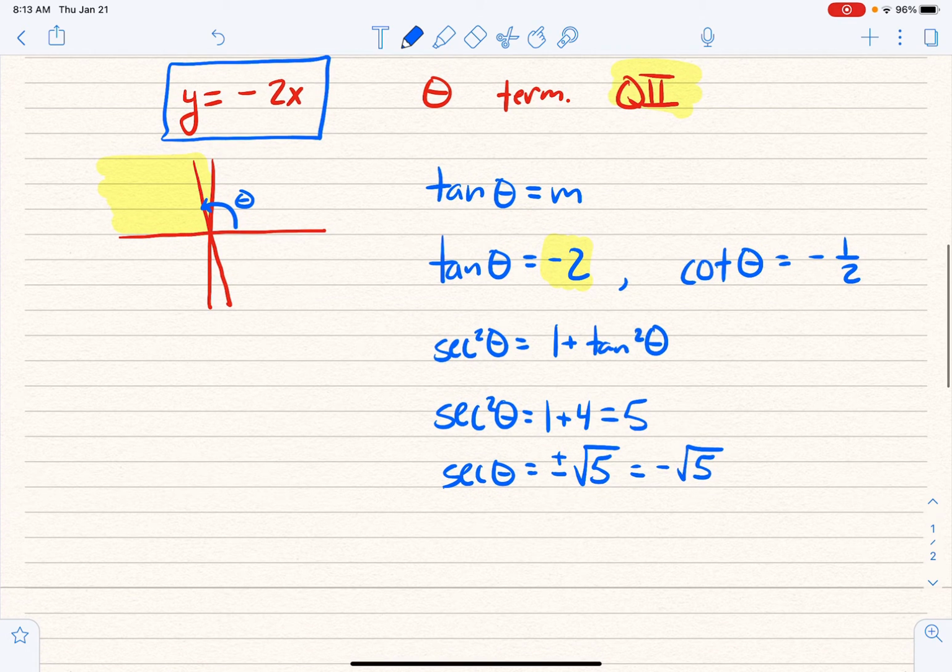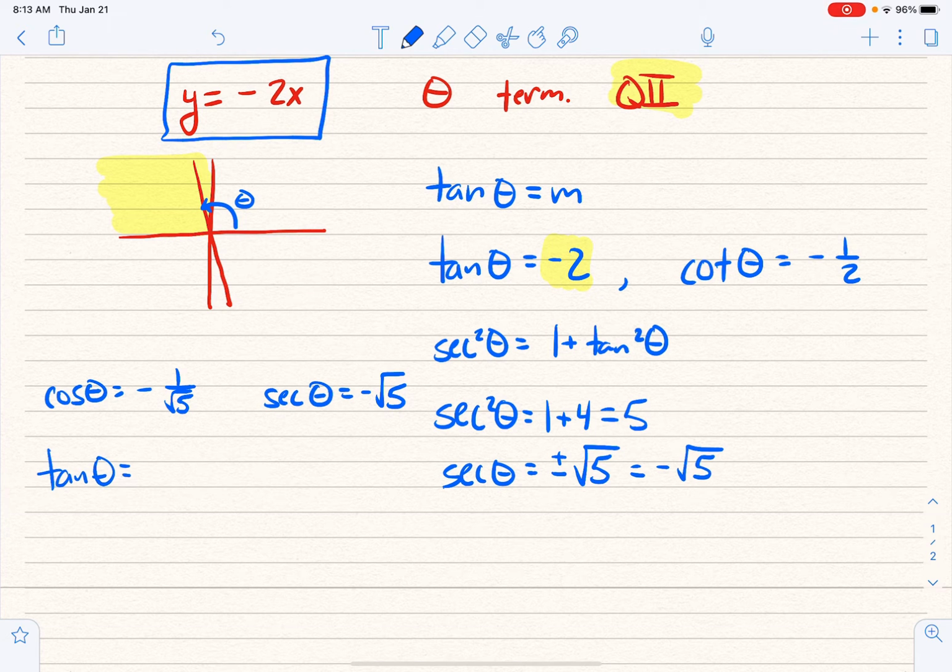And if we know what secant theta is, then we know what cosine theta is. So I can say cosine theta would have to be negative 1 over square root of 5, while secant theta is negative square root of 5. We know that tangent theta was negative 2, and cotangent theta is negative 1/2. And now remember, sine theta has the same denominator. It's going to be square root of 5. Quadrant 1 is going to be positive. And let's see here, what would it have to be?